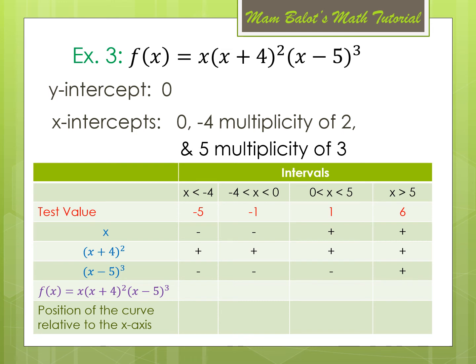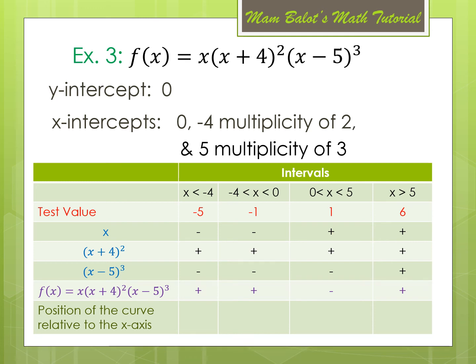So we have now the different signs for the different factors. We are now ready to multiply these signs in every column to get the resulting sign of the whole function. So for the first interval, we have negative times negative. The result is positive. Then for the second interval, we have negative times negative, so it is also a positive. And then for the third one, we have positive times negative, so the result is negative. And for the last interval, we have positive times positive, so the result is also a positive.